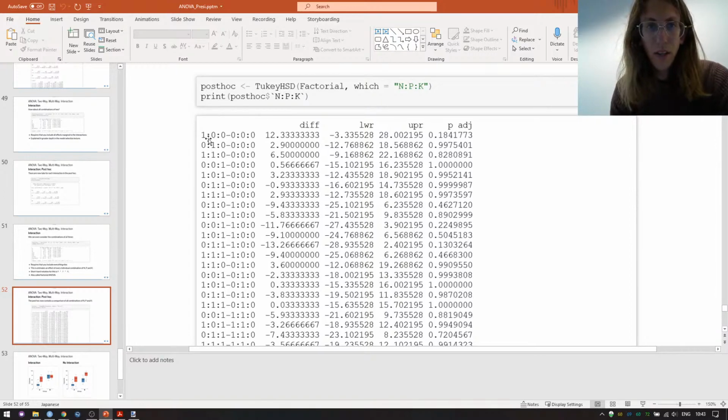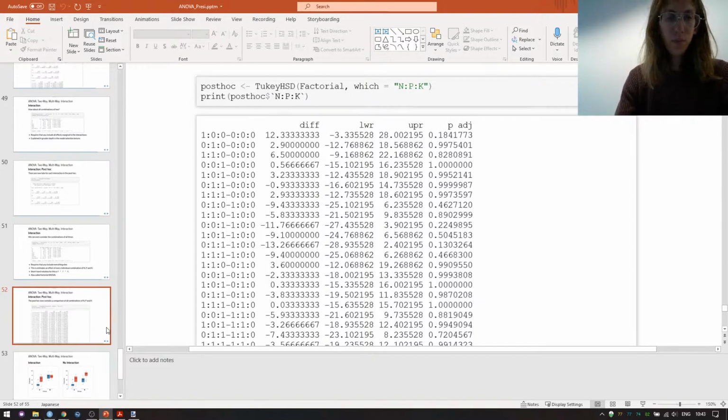Well, basically this is just nitrogen and nothing else. This is just phosphorus and nothing else. This is both nitrogen and phosphorus. This is just potassium and nothing else, and so on. So that is how you read them. And for each of these values, you have a difference and a confidence interval. And once again, you can look at the p-value, or you can see whether 0 is within this confidence bound.